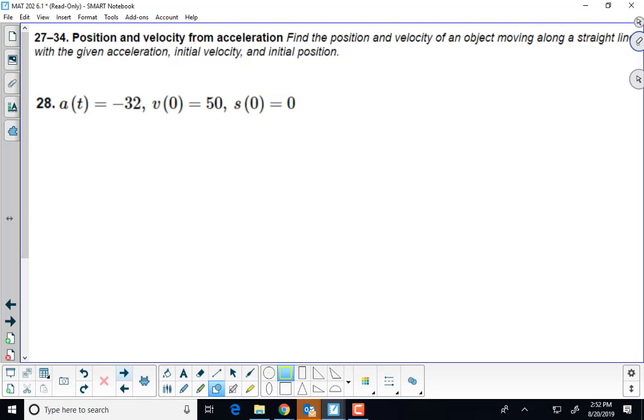So with acceleration, would the velocity just be -32x, right? Right. That's cool. So V of t. Hand up if you need a little nudge. Now we have velocity. Let's work as a group.